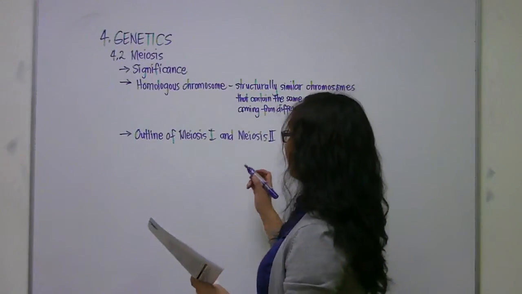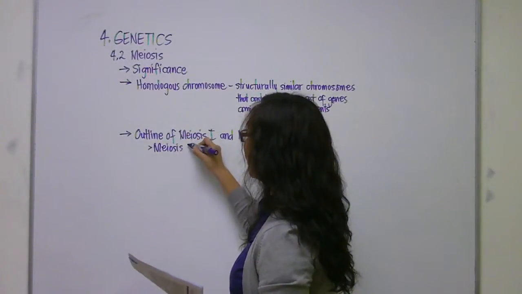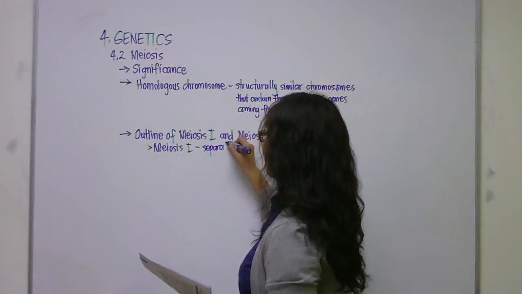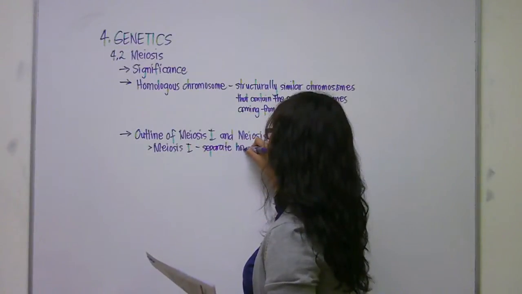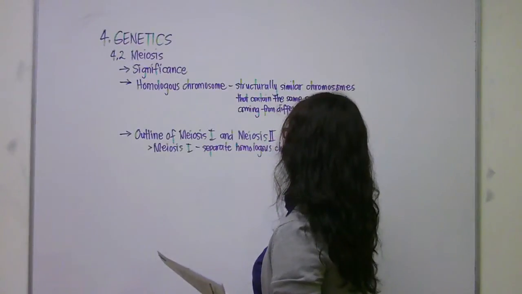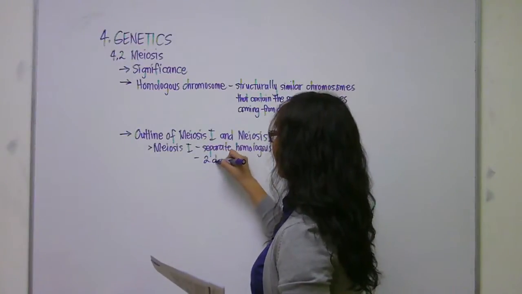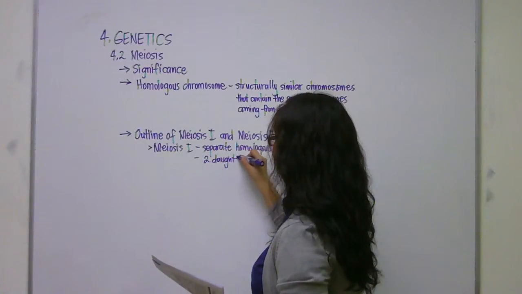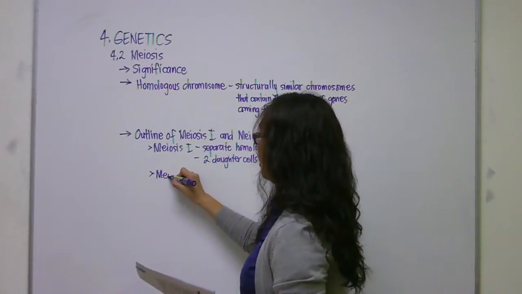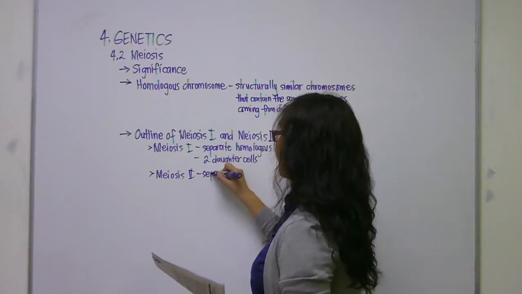We should point out that the goal of meiosis 1 is to separate homologous chromosomes, and at the end of the process, you are able to produce 2 daughter cells. And meiosis 2 is where it separates the sister chromatids.